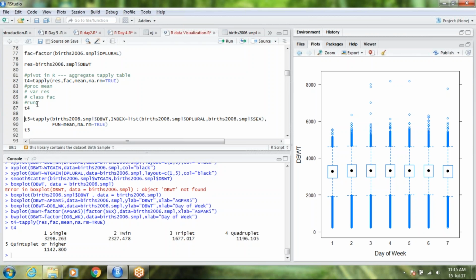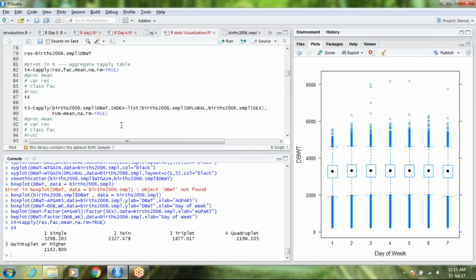So here the proc means equivalent would be, so factor I have, and one more thing that I have is sex, or the gender. So it will make a proc means on the basis of these two variables, factor and gender as well. This is the only difference here. You have to provide a list of those variables on the basis of which you need to aggregate.